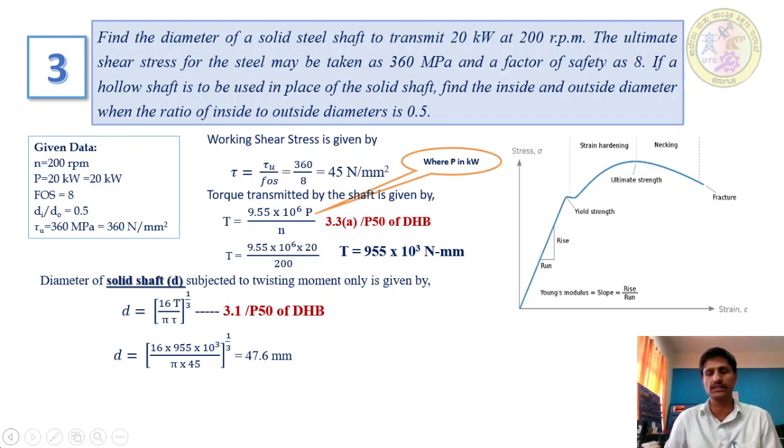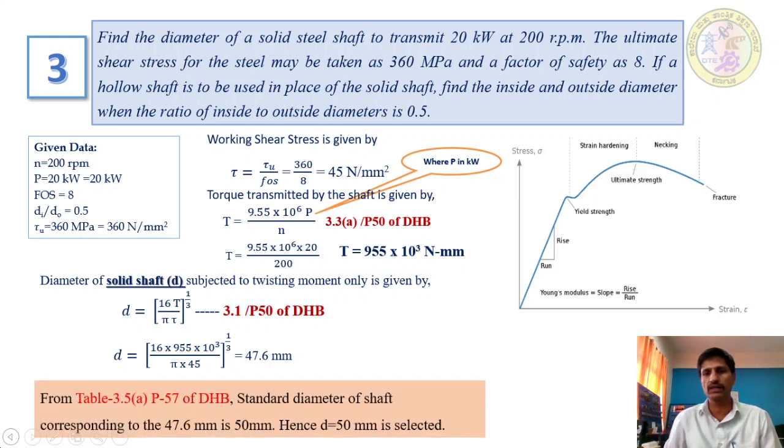As we know, this is not the standard diameter. We have to find out the standard diameter. Again, from design data handbook, page number 57, we can easily find out the standard diameter by referring to table 3.5a, page number 57. So the next standard diameter is D is equal to 50. That is selected for the torque transmission.